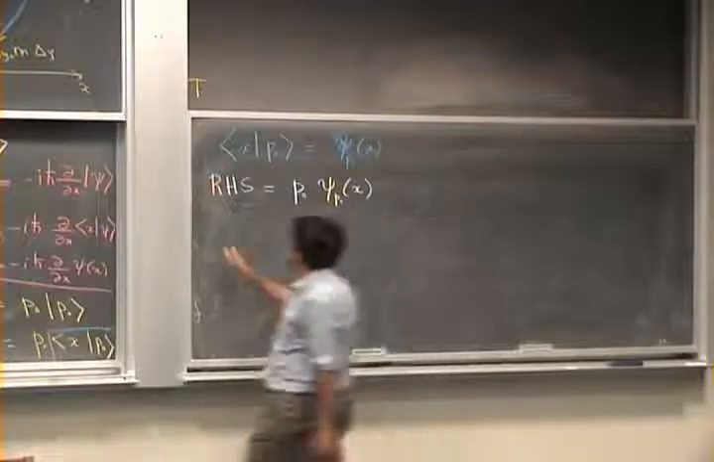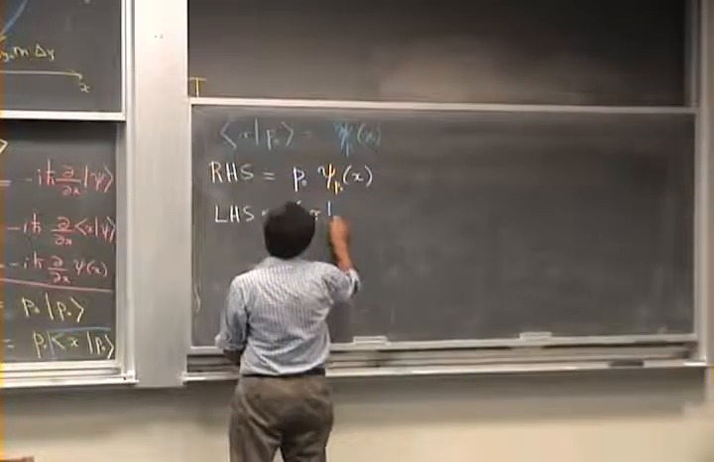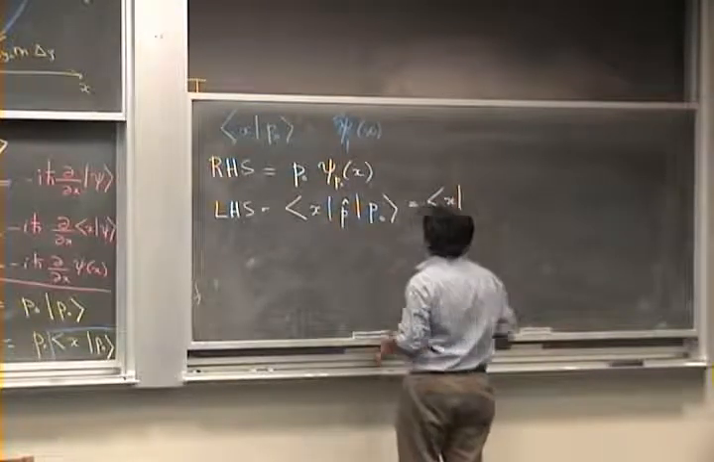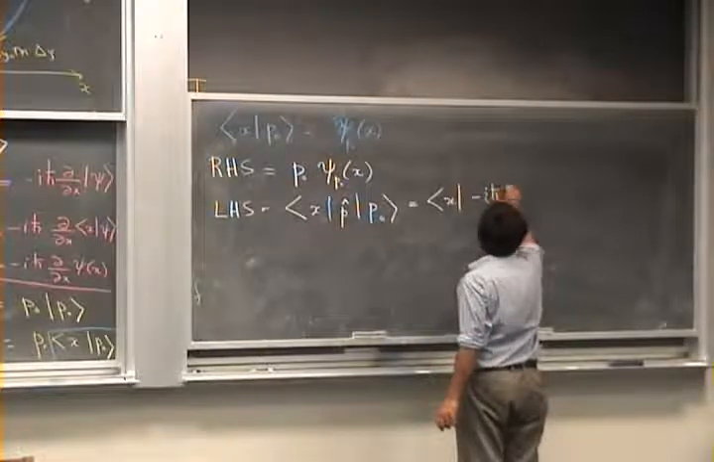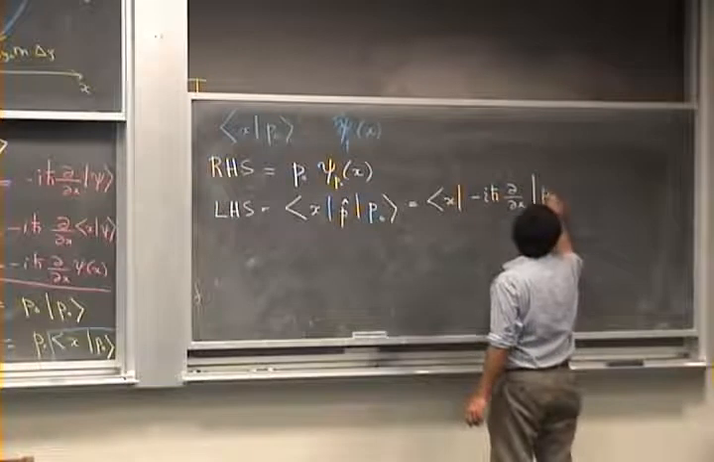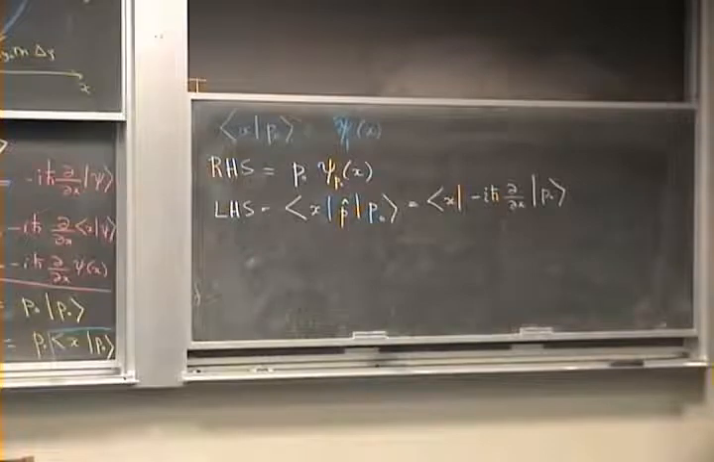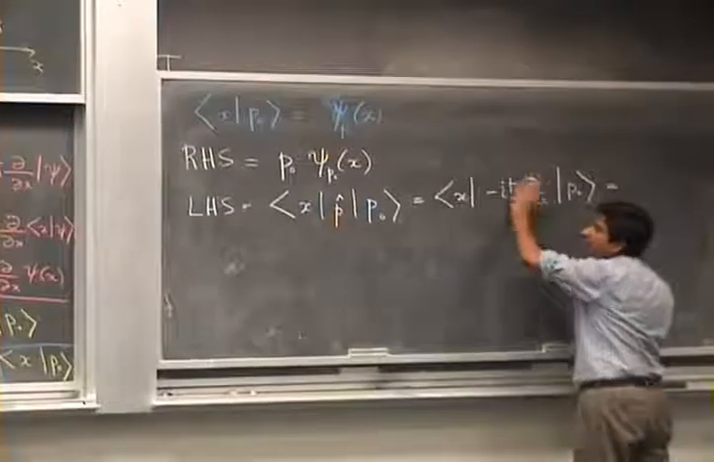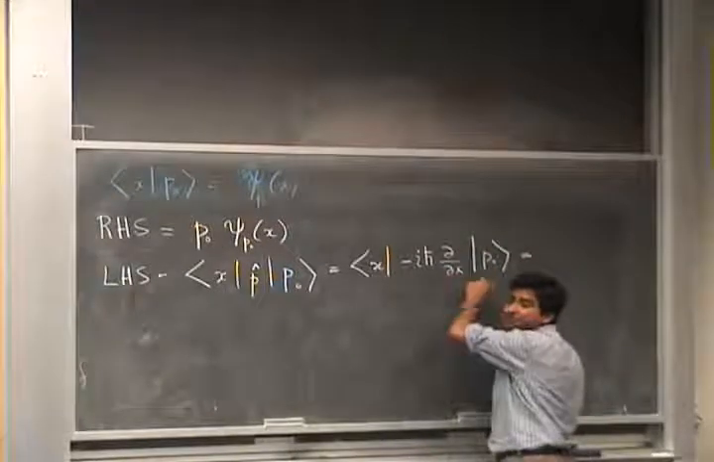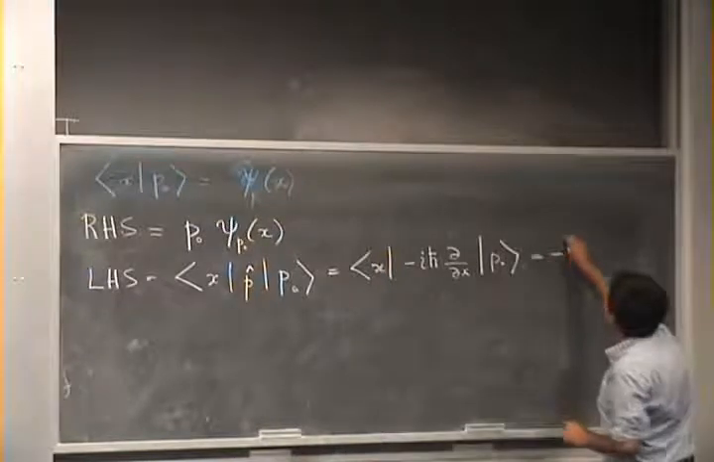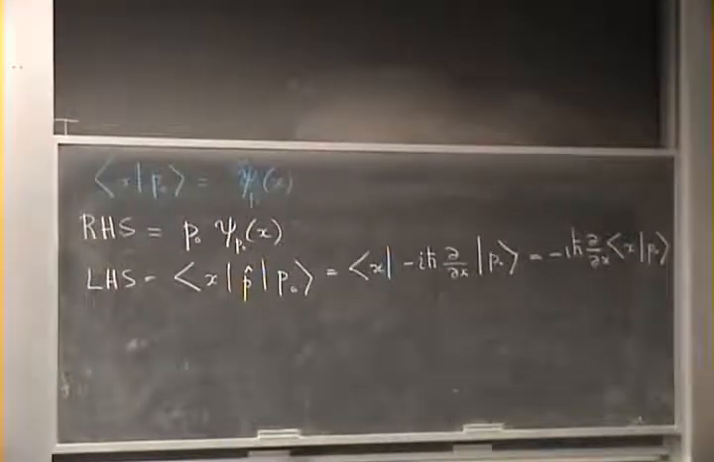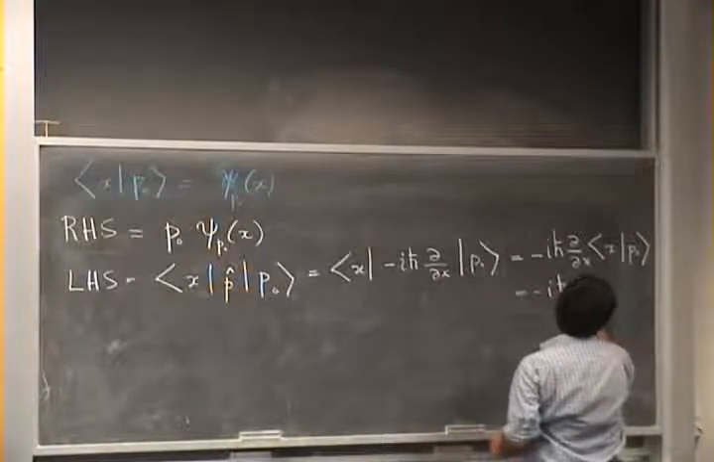The left hand side, which is bra x, momentum operator p acting on ket p naught. Now this momentum operator is given by minus iota h bar partial x. This bra only interacts with the ket. This is a number, this is an operator, and there's nothing else a bra can do. It can only interact with the ket. So this becomes minus iota h bar partial x of bra x, ket p naught. So this is simply the wave function that we seek to determine. Minus iota h bar partial x of the wave function.